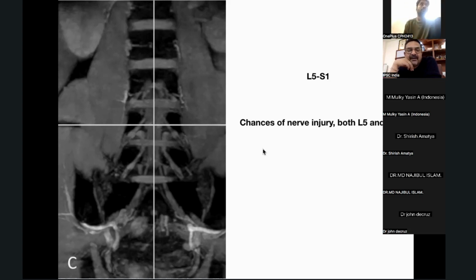Usually I do it for foraminal herniations which extend up to the foramen. Usually I do the transforaminal approach for L5, S1. But if the herniation is very high, going up to the L4, L5 disc level, I usually avoid the transforaminal approach for L5, S1.